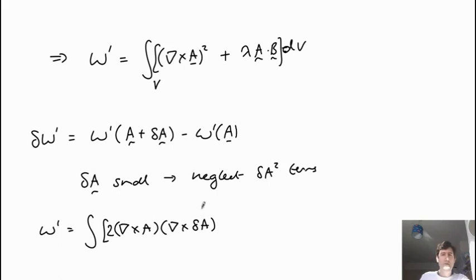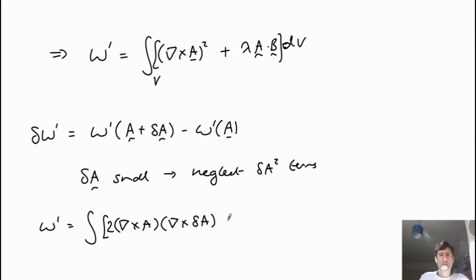And then there'll be a curl of A squared term, which will be removed when we subtract this one. So this is just the difference here. And then the second term, well, we have a B, which is curl of A as well. So we'll have a lambda times A, and then here we'll have a curl of delta A.